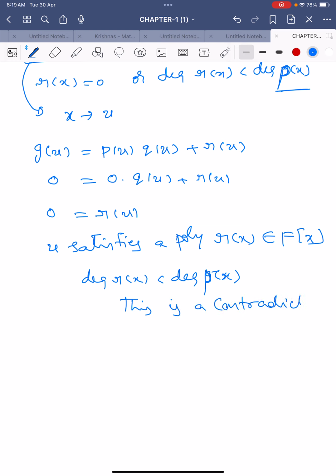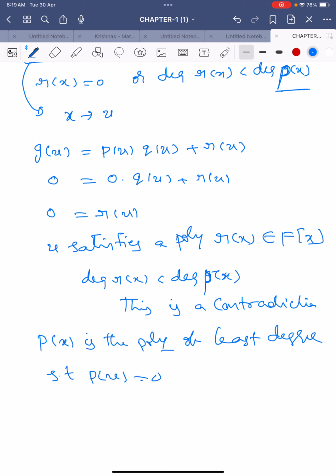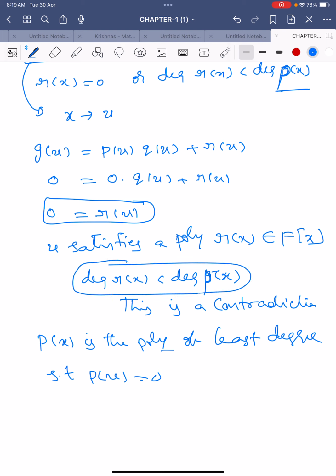Why? Because p of x is the polynomial of least degree such that p of u is equal to 0. But we get r of u is equal to 0 and the degree of r of x is less than the degree of p of x. So this is a contradiction. To resolve this contradiction, it is very clear that r of x is equal to 0. It means r of x is a zero polynomial.